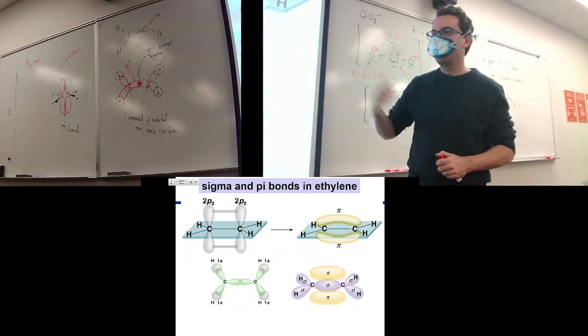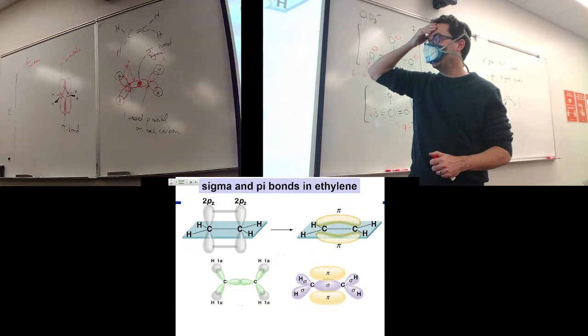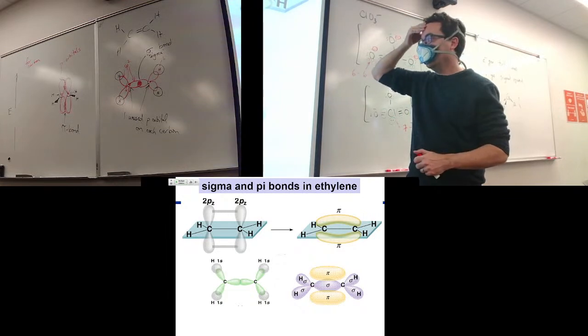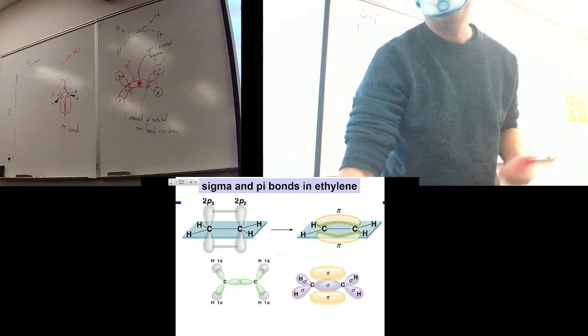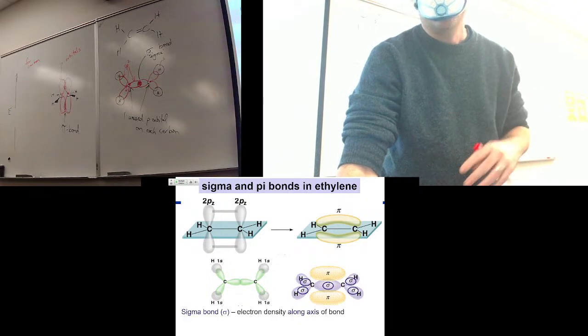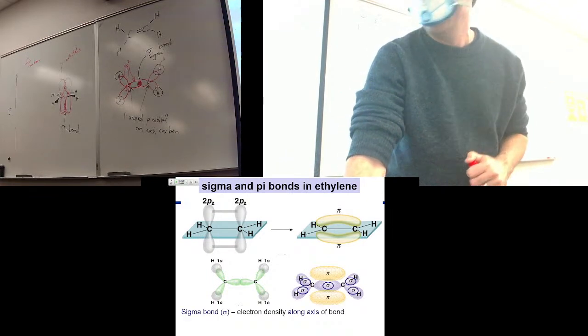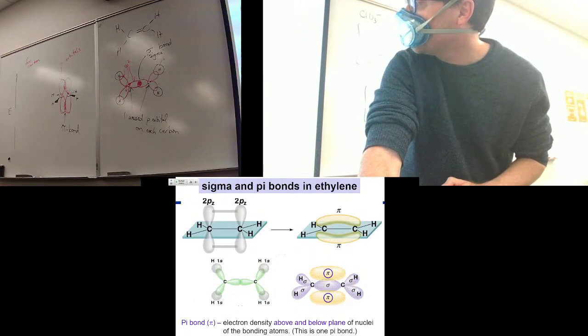Ethylene is a precursor to lots of things. It's used to help make fruit ripen. It's used to make plastics. It's a very, very important molecule in chemistry, in industry, I should say. All right. So again, same thing: sigma bonds, and then the pi bonds.